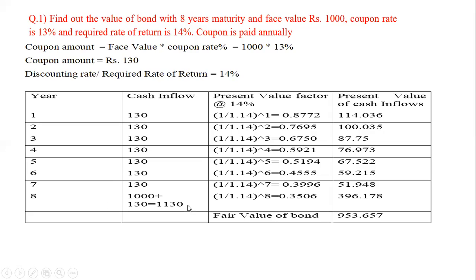In the last year, you will take 1130. Not only coupon, you have to take the principal repayment and multiply with 0.3506. You will get 396.178. The highest figure you will get in the last year because you get the principal repayment in the last year. And the last step is to aggregate the present values, make a total of this. 953.657. This is the fair value of the bond.